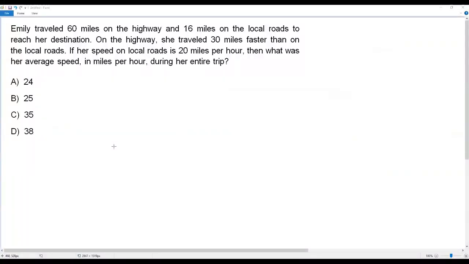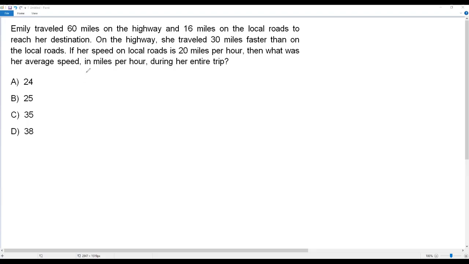Here is a city math question. Okay, let's go with the information. Emily travels 60 miles on the highway and 16 miles on the local roads to reach her destination. On the highway, she traveled 30 miles per hour faster than on the local roads. If her speed on local roads is 20 miles per hour, then what was the average speed in miles per hour during her entire trip?